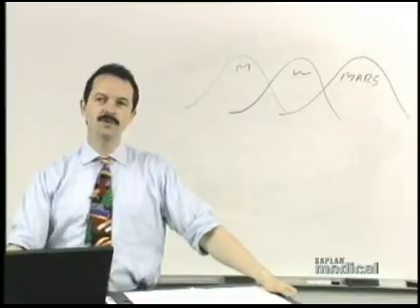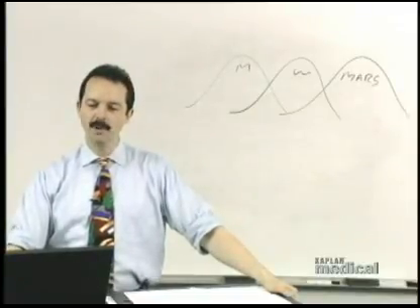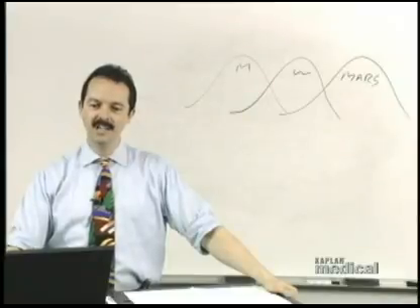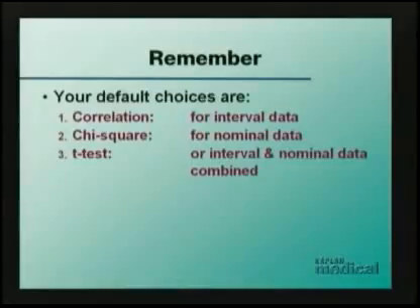If you get confused about what we've been talking about, let me go back and emphasize your key default choices. These are your rules of thumb choices. These are the ones that are most likely to be the correct answers. If you have all interval data, it's a correlation. If you have all nominal data, it's chi-squared. If you have interval and nominal data combined, your best choice is a t-test. T-test for 2 groups only.